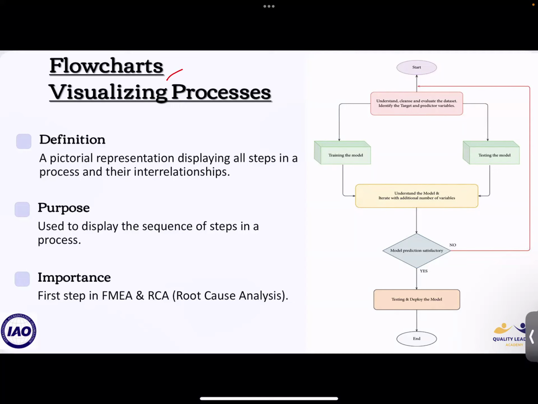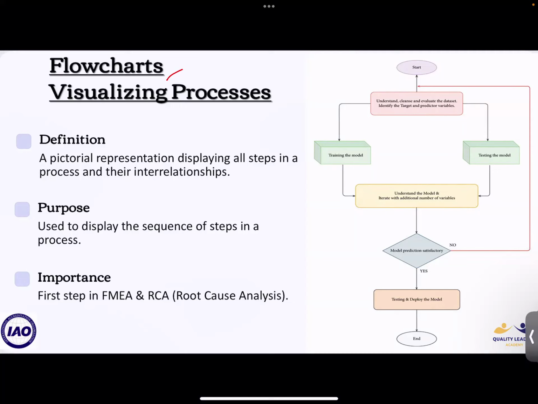The flowchart is a pictorial representation displaying all steps in a process and their interrelationships, used to display the sequence of steps in a process. It is what I use to visualize the process. If I want to improve a process, even if the process does not yet exist and I want to make a vision for it in order to improve it, the first thing I always use is the flowchart, which I use to draw how this process will proceed and what the steps of the process will be.